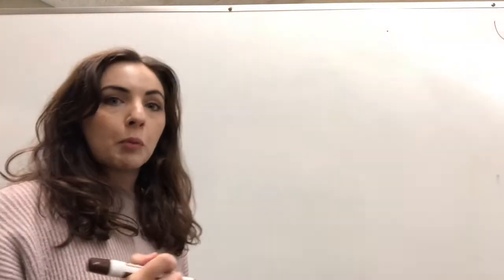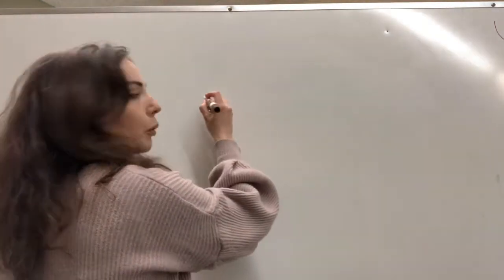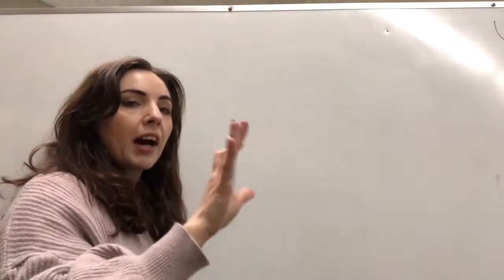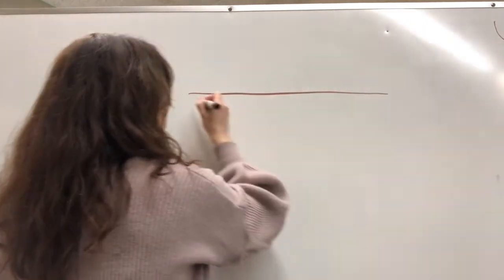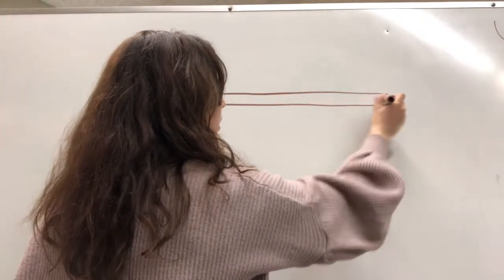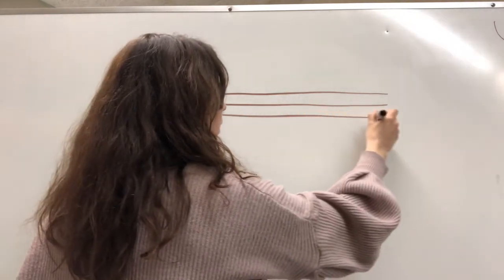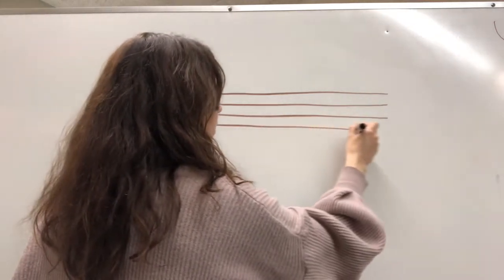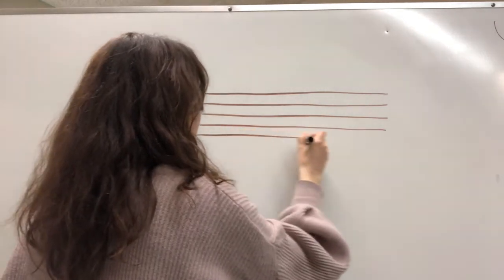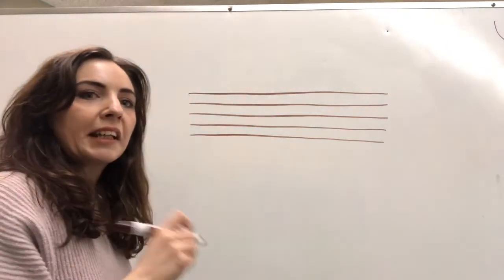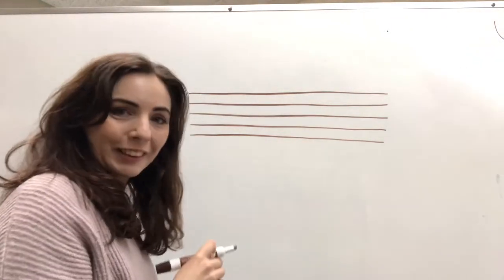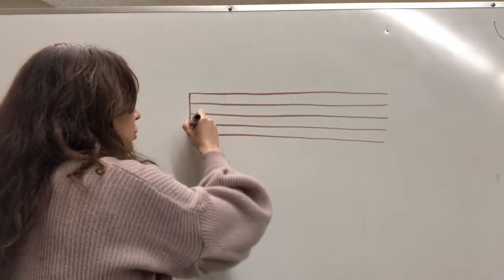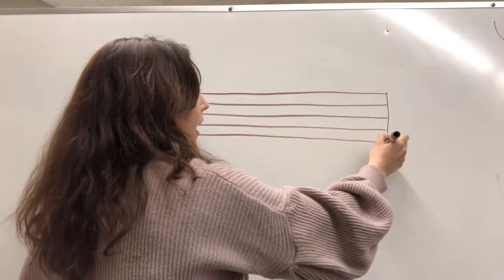So the very first thing we want to start with is the treble clef staff. When we make a staff, the staff has 5 lines. So make sure your staffs have 1, 2, 3, 4, 5. And it is okay if your lines are not perfectly straight. It took me a lot of practice and I still don't have perfectly straight lines. So here's going to be my treble clef staff.